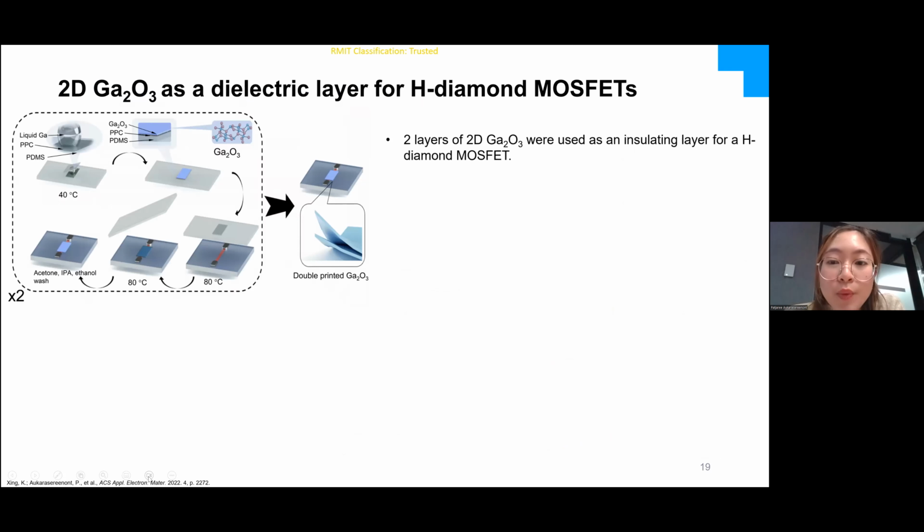Another work that we did in collaboration with QUT is we used 2D gallium oxide as a dielectric layer for H-diamond MOSFETs. In this work, we used 2 layers of gallium oxide as a gate oxide layer for the H-terminated diamond MOSFET. The material was synthesized through squeeze printing and then transferred onto the diamond device with a deterministic transfer. And the whole process was repeated to print another layer of gallium oxide on the device as well.